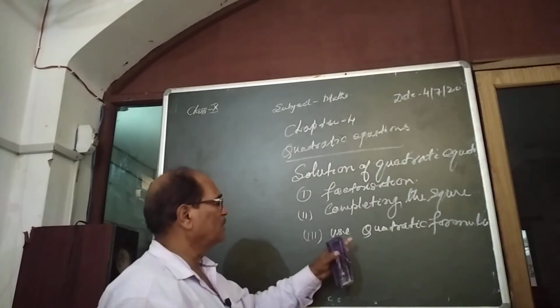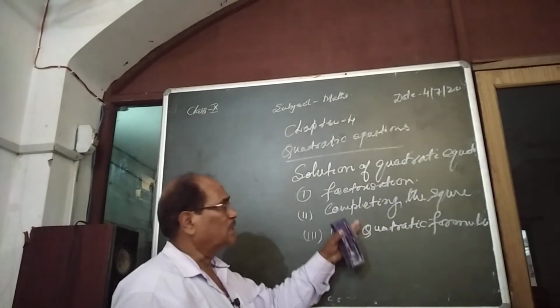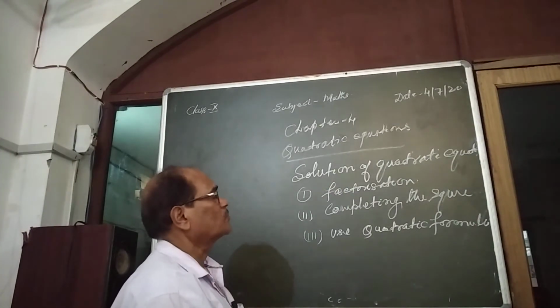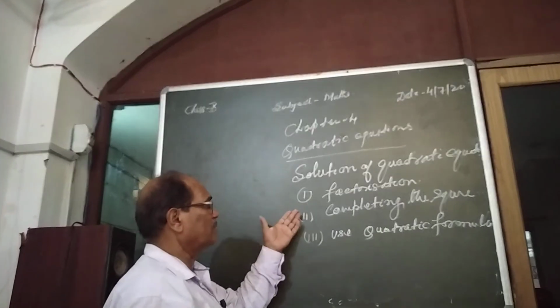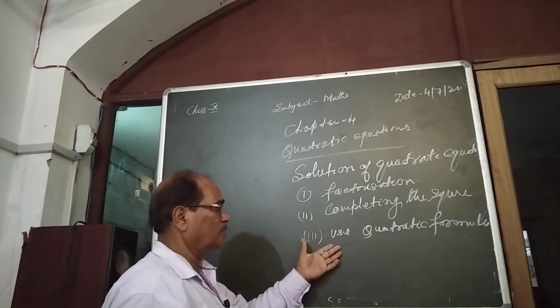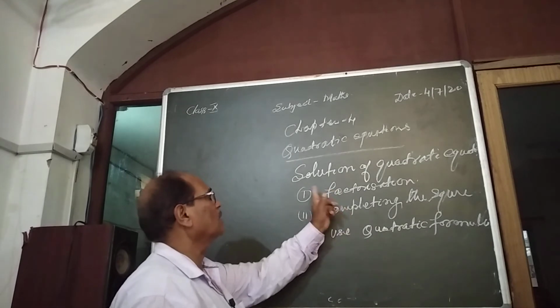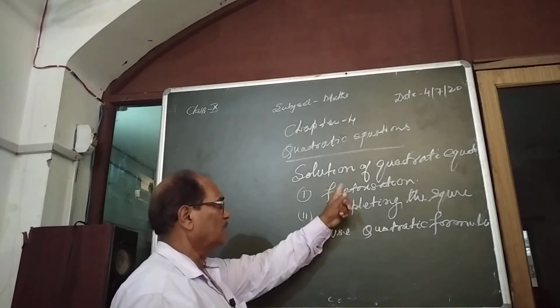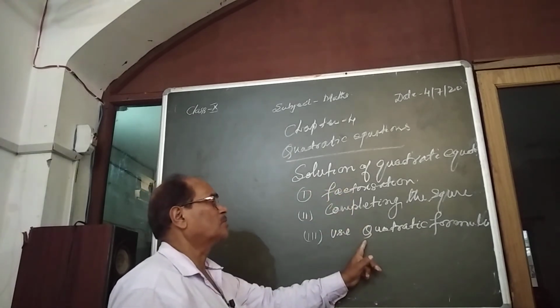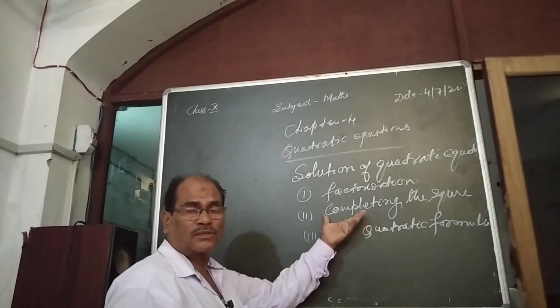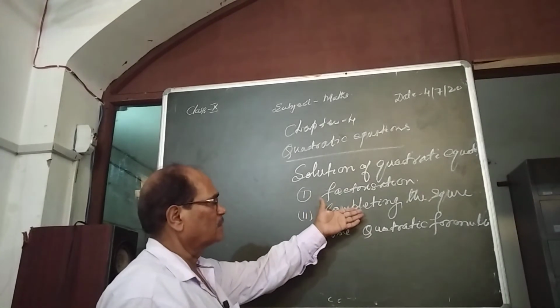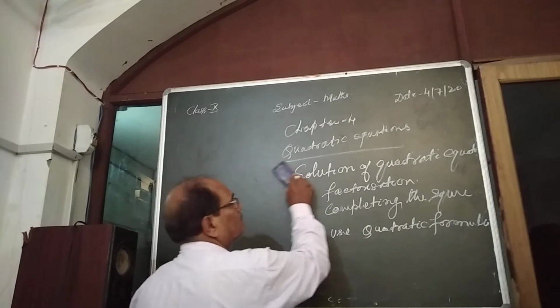Now first of all I will give you the quadratic formula. Then we will start one by one how to solve the quadratic equation, either by factorization, completing the square, or use of the quadratic formula. Generally the question will ask for either the factorization method or the quadratic formula. Completing the square is very clear, asking the question in both directions.